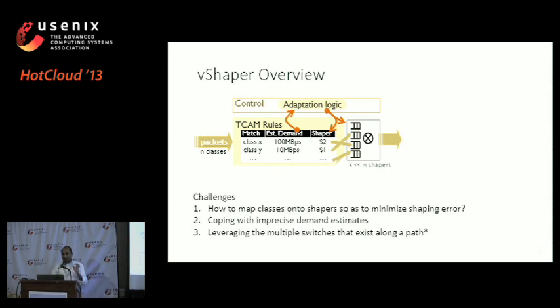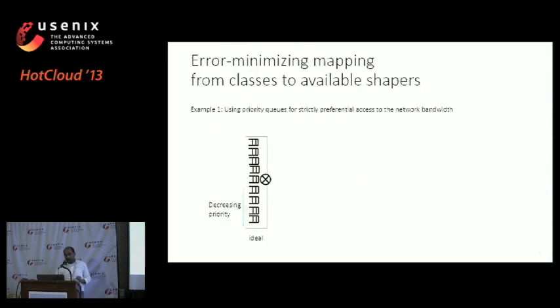As you must already be thinking, the main problem is how do you get this many-to-one mapping? How do you get this many-to-one mapping when the demand estimates keep changing all the time or are not correct? And something that I won't cover in this talk is how do you use multiple switches along a path? Can you do something better as opposed to having just one? So let's look at challenge one and two.